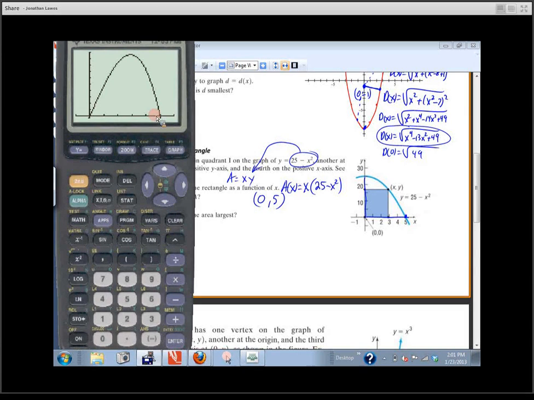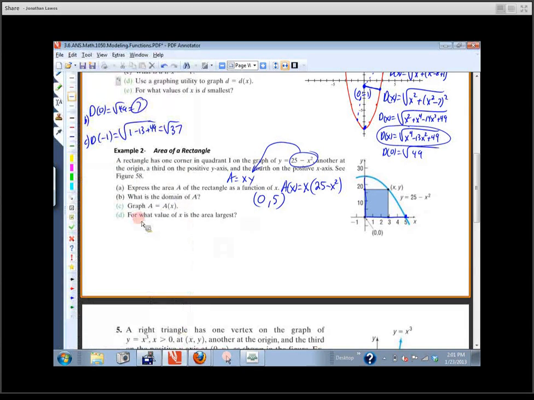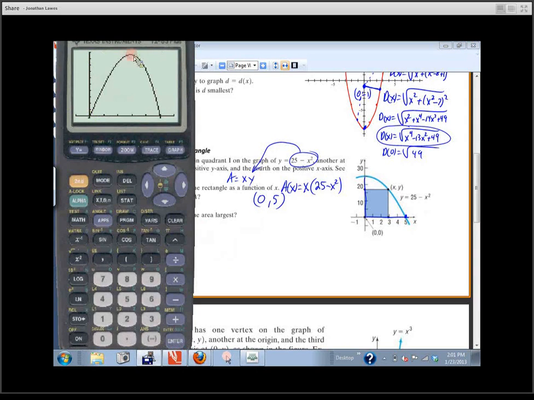Okay, but then it says we've got a graph for what value of x is A the largest. We'd want to find that point right there. Now, it looks like it's about 3, doesn't it? Yeah. At 3, which would mean we're about that rectangle right there.